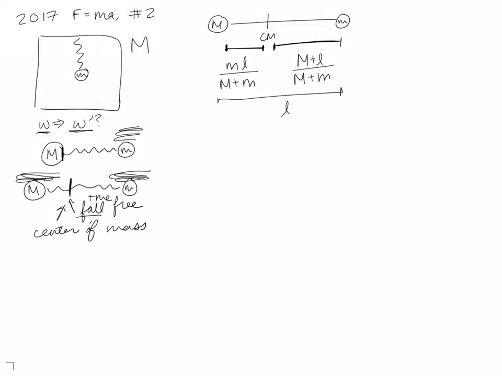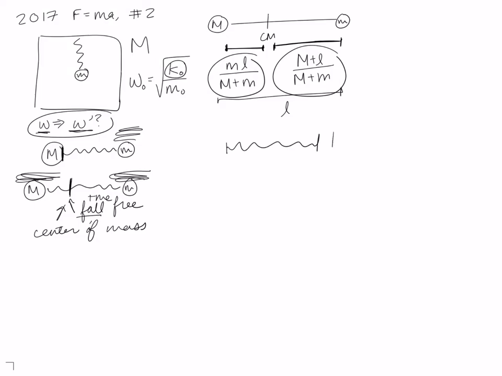So we found the distances from the center of mass to our respective masses, namely this and this. Now we also want to find the relationship between the new angular frequencies. In general, we have that the angular frequency is equal to the square root of the spring constant divided by the mass that is on the spring, or the mass that is oscillating. So what we want to do is figure out the different k's.